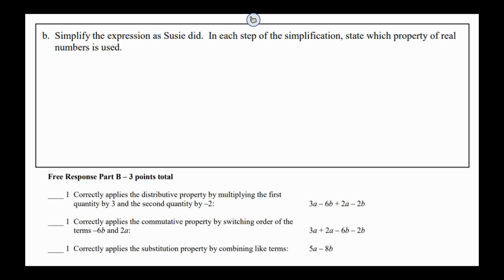So correctly applies the distributive property by multiplying the first quantity by 3 and the second quantity by -2. A point for correctly applying the commutative property by switching the order of the terms -6b and 2a. And that you correctly apply the substitution property by combining like terms to get 5a minus 8b.